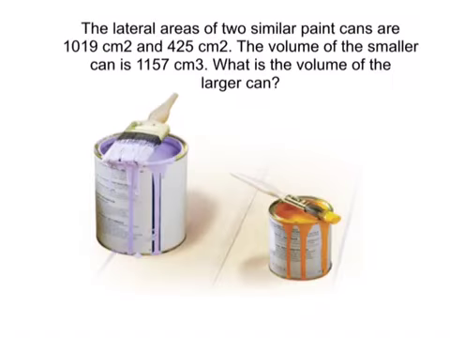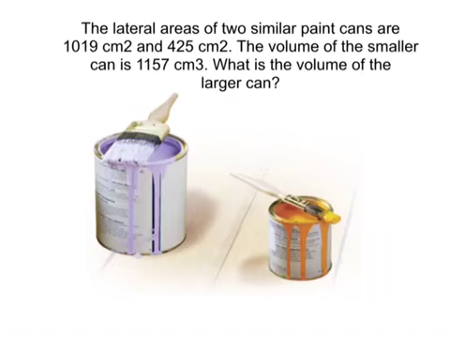Okay, so here's our problem. As you can see, we have two paint cans here. These are both cylinders. And the problem says, the lateral areas of two similar paint cans are 1,019 centimeters squared and 425 centimeters squared. The volume of the smaller can is 1,157 centimeters cubed. What is the volume of the larger can?